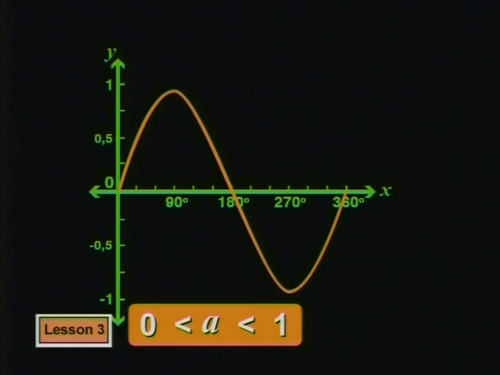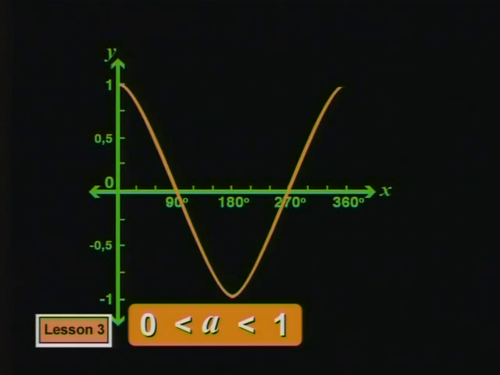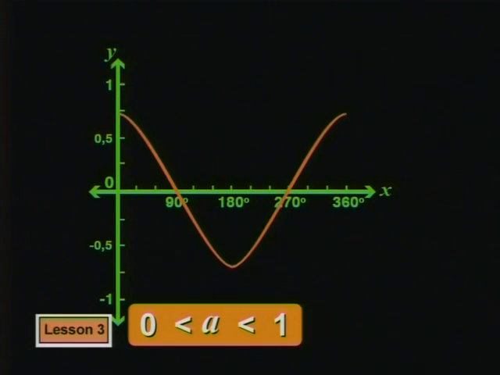So far, we've tested 2 values for a to see what effect they have on the graph. You need to test some more values of a for yourselves. If we choose a positive a value less than 1, both the parent graphs are pulled towards the x-axis by a factor of a.